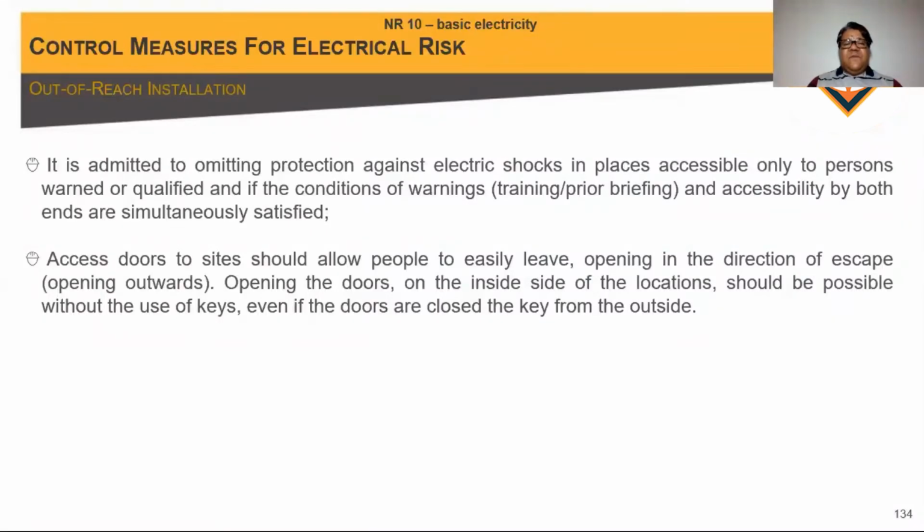It is aimed at omitting protection against electric shocks in places accessible only to persons warned or qualified, and if the conditions of warnings, training, prior briefing, and accessibility by both ends are simultaneously satisfied. Access doors to sites should allow people to easily leave, opening in the direction of escape, outwards, and opening doors from the inside of the locations should be possible without the use of keys, even if the doors are closed, with the key from the outside.